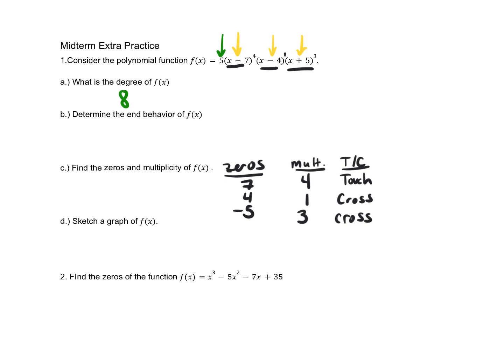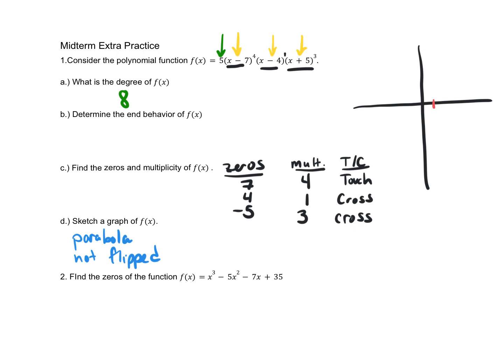Now, since it's a degree 8, we know it's going to be some kind of parabola. And it's not flipped, because remember, the way it flips or reflects is if the leading coefficient is negative. So that gives me a pretty good idea of how to graph this. I'm going to go out to 7, put a dot there, and that's going to touch there, don't forget. At 4, there'll be a point, and that's going to cross. And then at negative 5, there's going to be a point, and that's going to cross as well.